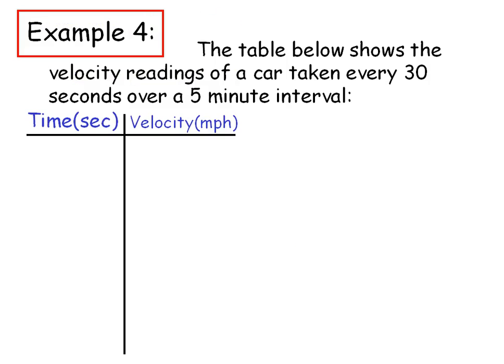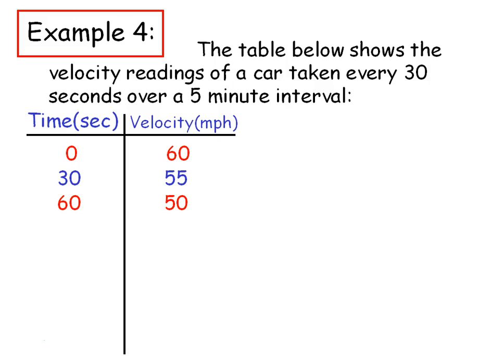So you can imagine a car, and we're estimating the velocity of the car taken every 30 seconds. Let's say at the beginning of our time readings, at t equals 0, the car was going 60 miles per hour. After 30 seconds, we take the next velocity reading. Looking at the odometer, it's going 55 miles per hour.